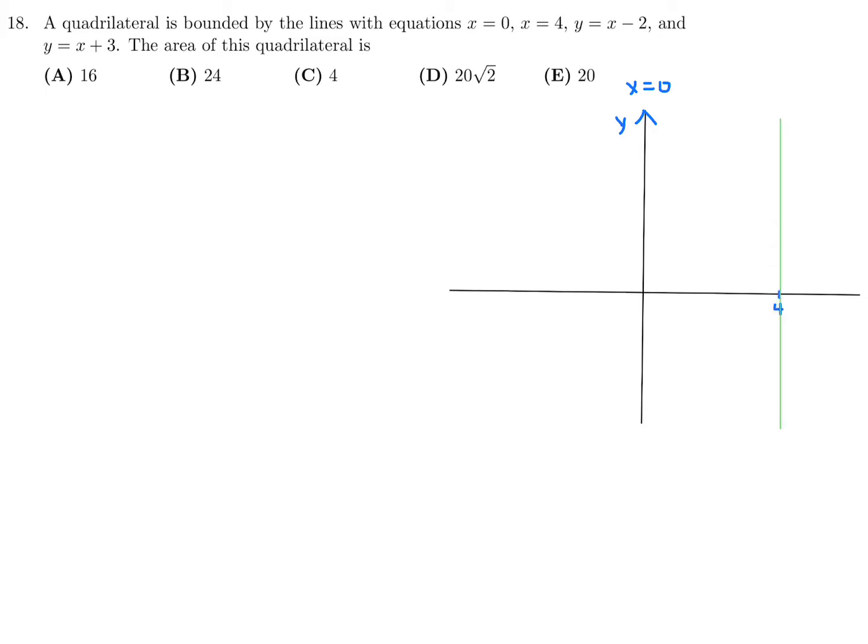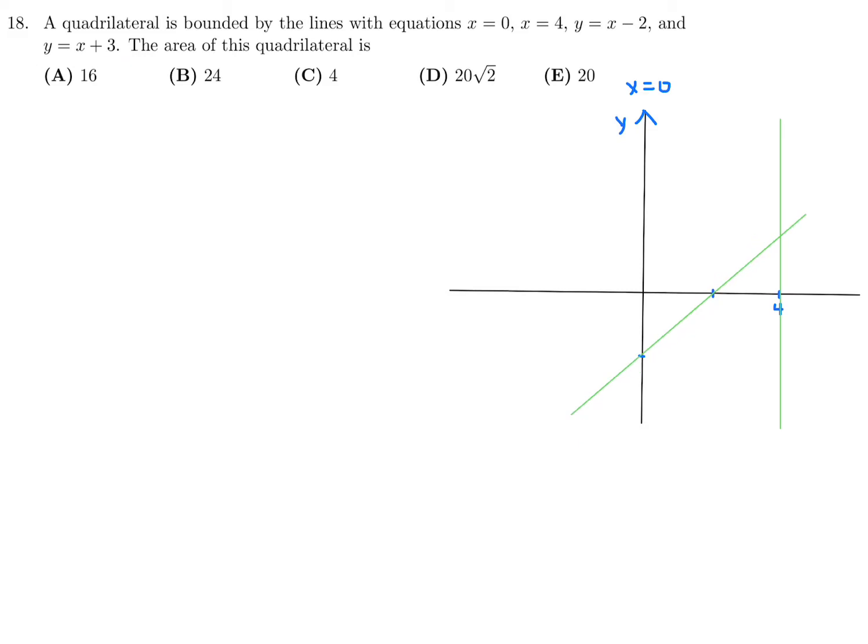And then y is equal to x minus 2. I can just plot 2 points really quickly. When x is 0, y is negative 2. And then when x is 2, y is 0. So those 2 points, that would connect to form that equation.